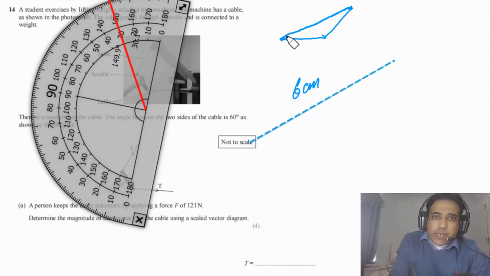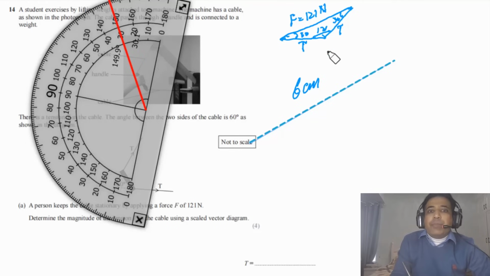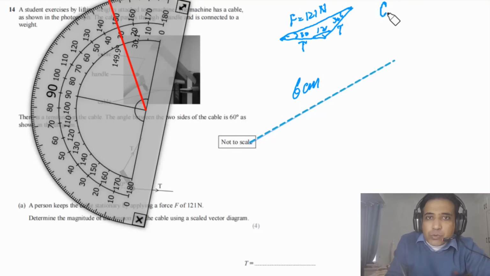This is our previous triangle. We have said this angle is 120 degrees, this angle is 30 degrees, this angle is 30 degrees, and the force is 121 Newton. Now we need to find the value of T. We can find it using the cosine law.